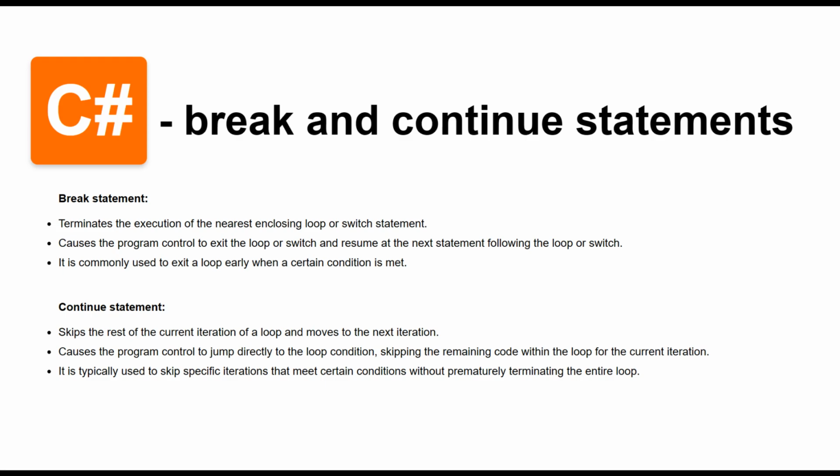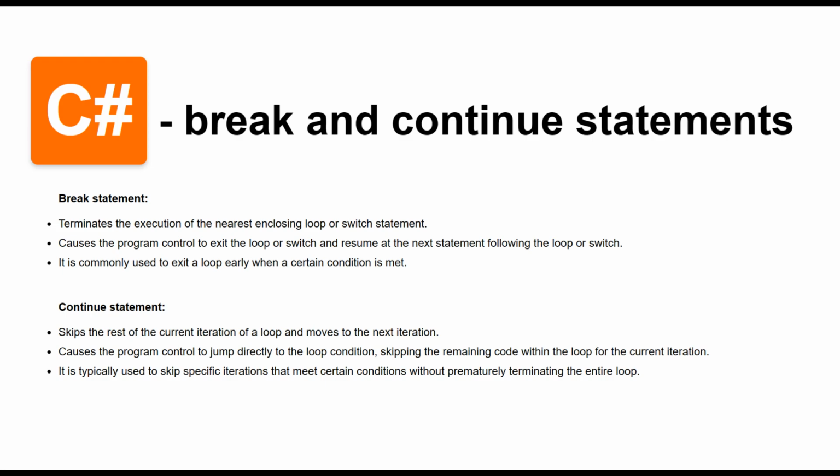When encountered, the continue statement jumps to the next iteration of the loop, skipping any remaining code within the current iteration. This means that the execution of the loop continues, but any code below the continue statement within the current iteration is not executed. To put it simply, break helps you exit a loop or switch statement early, while continue allows you to skip the rest of the current iteration and move to the next iteration.